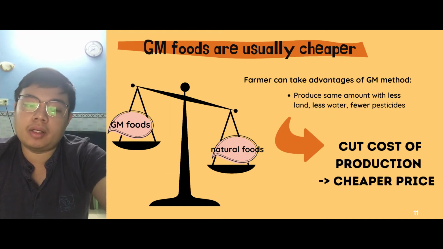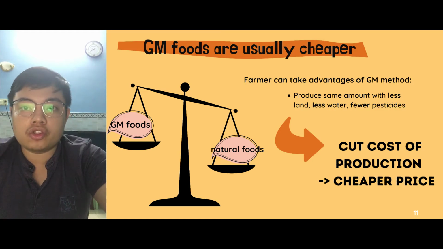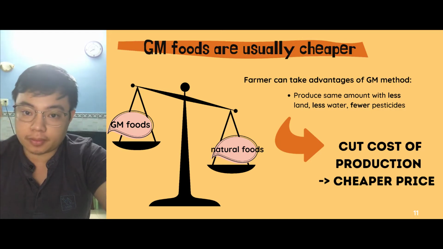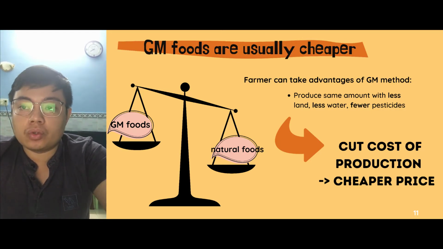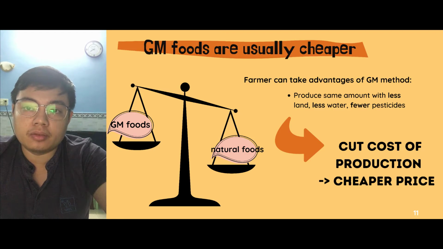I'm Nguyen Long and I am the next presenter. So let's talk about the second reason. GM foods are usually cheaper. GM plants have been adjusted and designed to grow at a fast speed, which means farmers can produce the same quantities of food with less land and water than traditional crops. So that cuts the cost of production, and more people can afford to buy clean, good quality foods at a reasonable price.